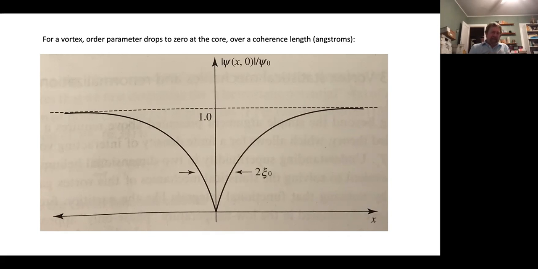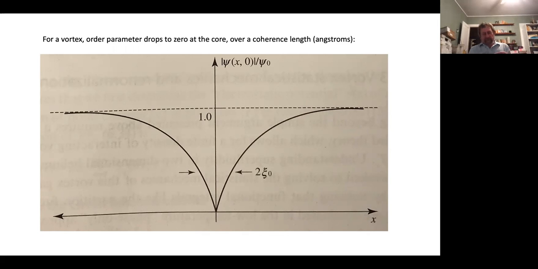But when the velocity of the flow at the center gets very large, the system doesn't like that. So it sort of throws up its hands and says, no, I can't do this. It's cheaper to change it back into a normal fluid. And therefore, the center of a vortex is a small region of, say, normal fluid, and the superfluid is circulating round and round.